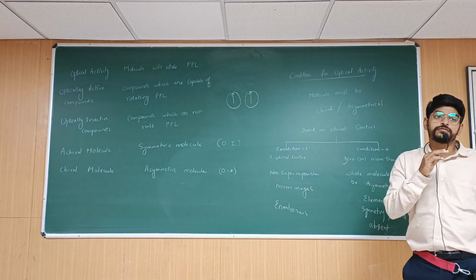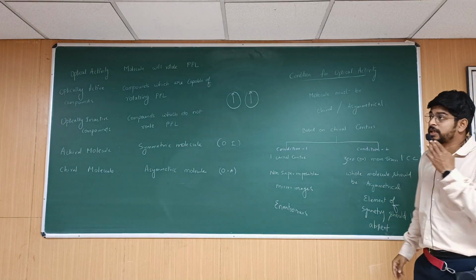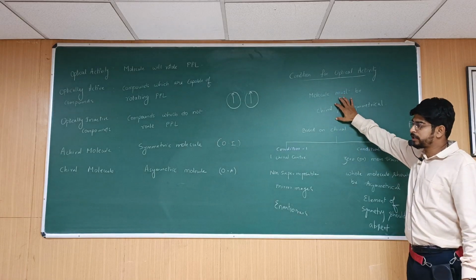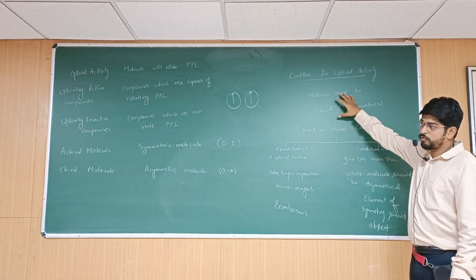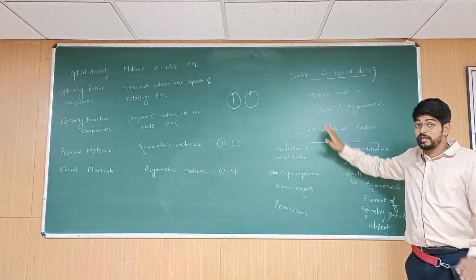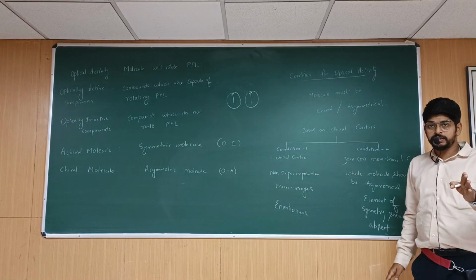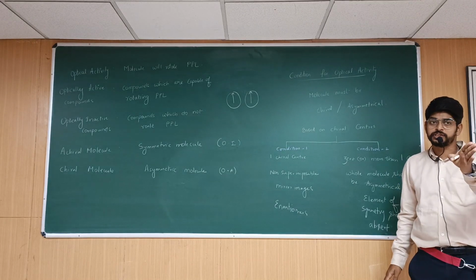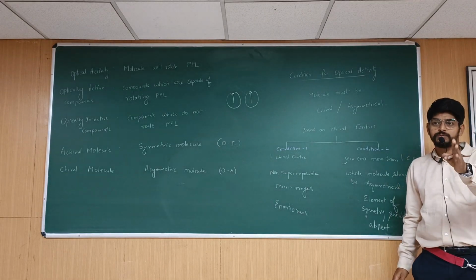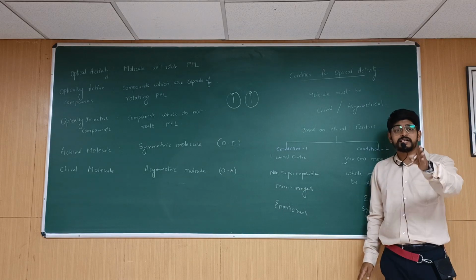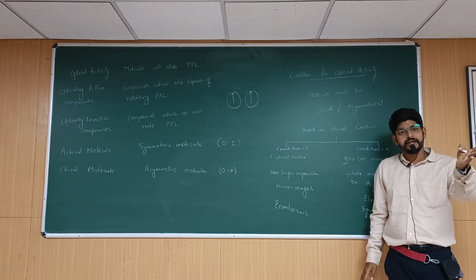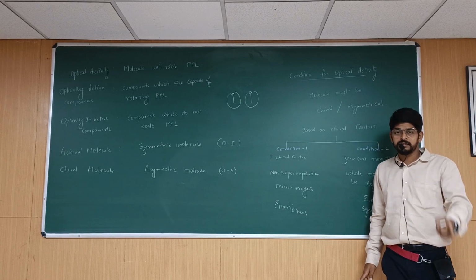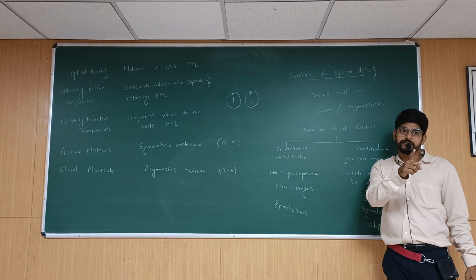What is the condition for optical activity? The condition for optical activity is that the overall molecule must be chiral. Remember, crucial point, I am not saying there should be a chiral center. That is not the necessary condition. People generally have this misconception. If a chiral center is there, it might be active, it might be inactive. But if the overall molecule is chiral, then the compound is optically active.